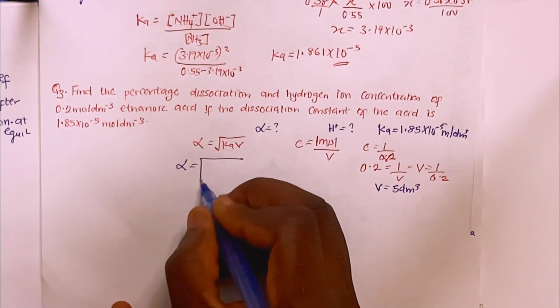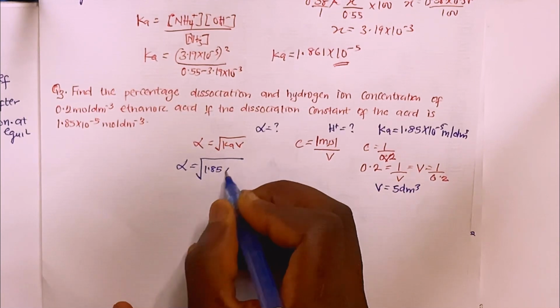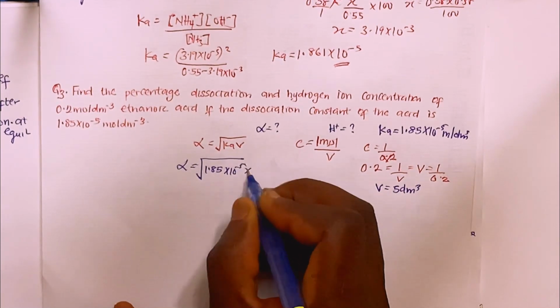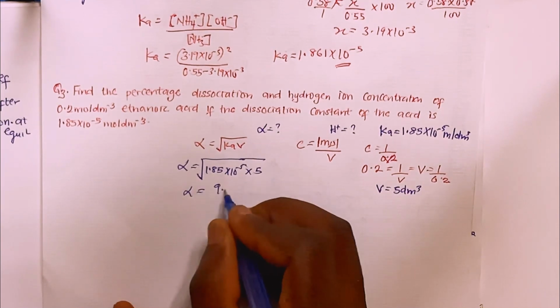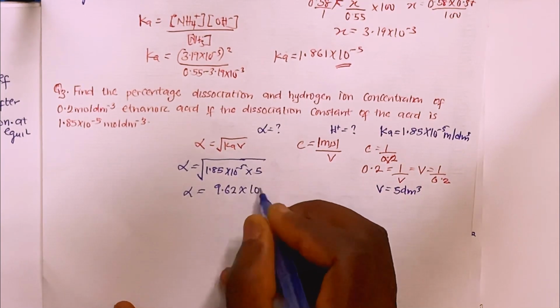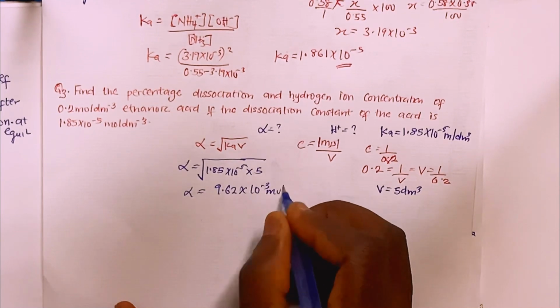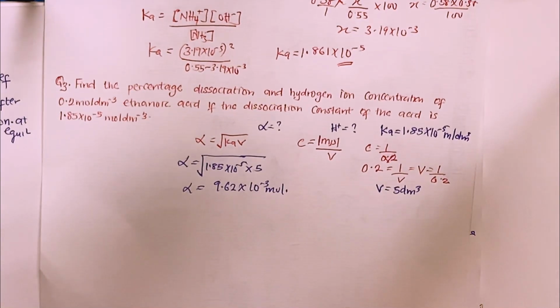So coming back here, my alpha equals the root of 1.85 times 10 to the power minus 5 multiplied by 5. So my alpha equals 9.62 times 10 to the power minus 3 mole. That's my alpha, which is the degree of dissociation. 9.62 times 10 to the power minus 3 is the amount that dissociated.